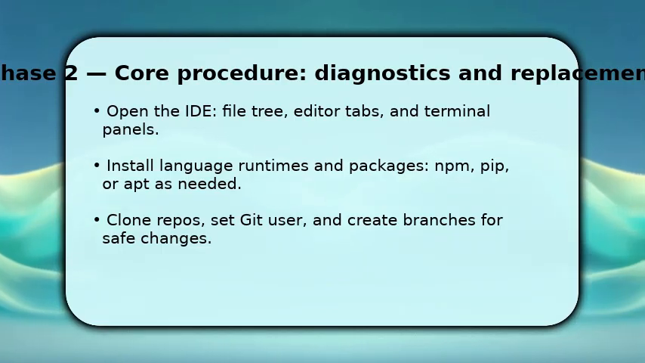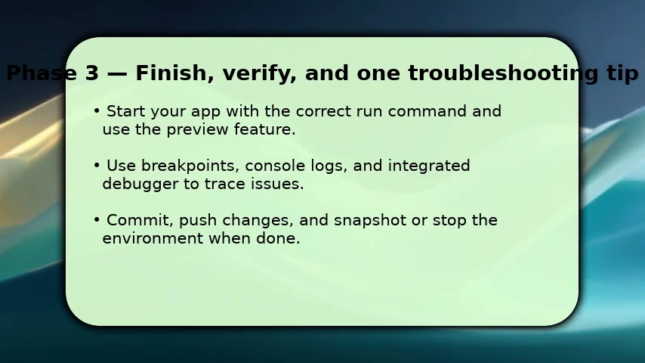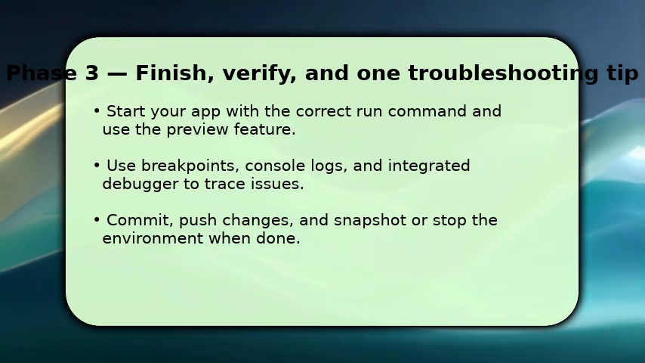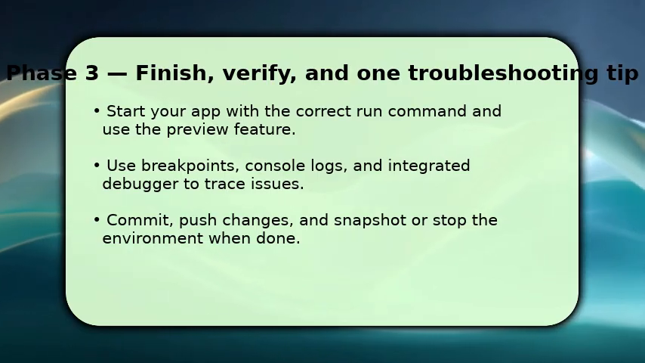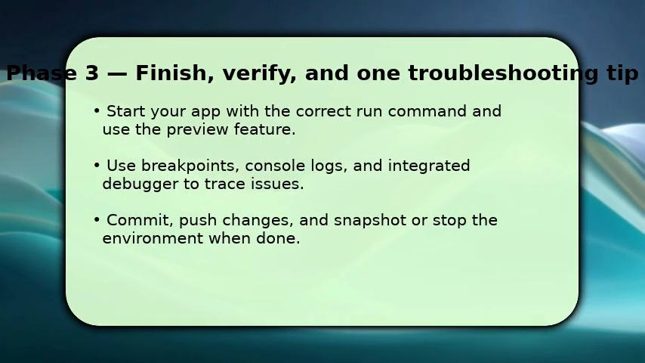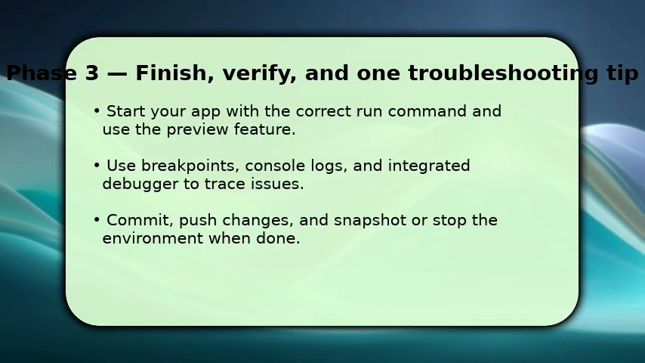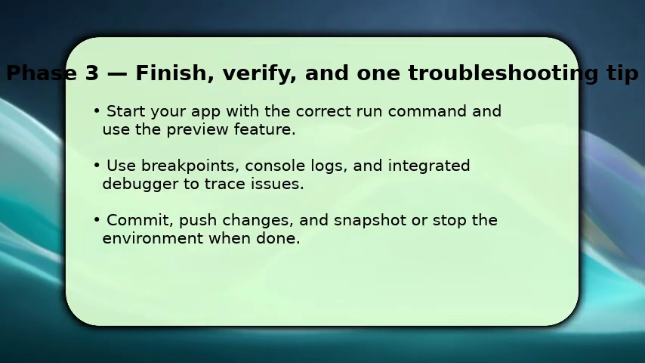Finally, run and validate your project. Execute the startup command and use Cloud9 Preview or forwarded port to view the app in a browser. If something fails, add breakpoints or console logs and use the integrated debugger to step through code. Make sure to check terminal output for missing deps. Once satisfied, commit and push your branch and snapshot or stop the environment to save costs.